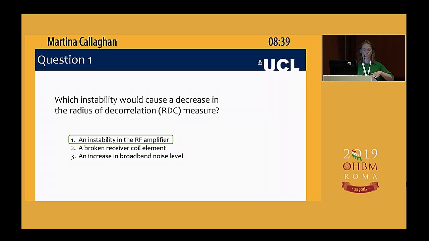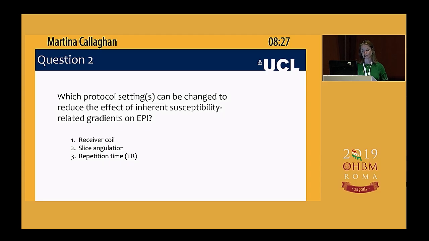The increase in broadband noise level, well, really it's noise that we want to have, and that would actually mask any of the correlations that were existing spatially, so it wouldn't change the RDC, wouldn't decrease the RDC. Okay, so then which protocol settings can be changed to reduce the effect of inherent susceptibility-related gradients on EPI?